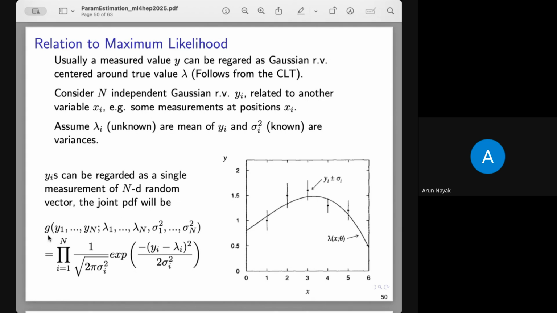Now, this joint probability will be simply the product of the Gaussian distributions, a Gaussian PDF. So we can write it in this form, where yi are the measured values, lambda i are the expected mean values of the Gaussian, and sigma i squared are their variances.